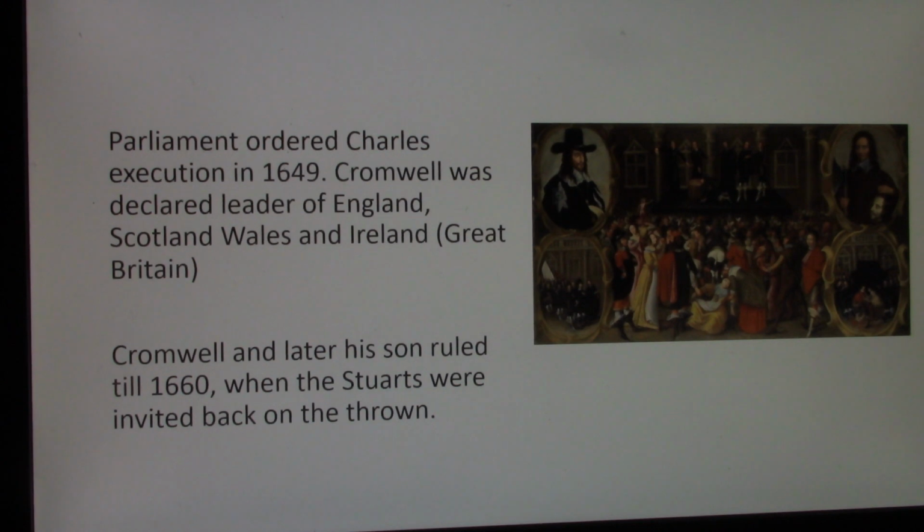Parliament ordered the execution of Charles I in 1649. Now, when Charles was executed, Cromwell is declared leader of England, Scotland, Wales, and Ireland, Great Britain. He will be given the title Lord High Executioner, and Cromwell, and later his son, will rule until 1660. And this is when the Stuarts will be invited back to the throne.